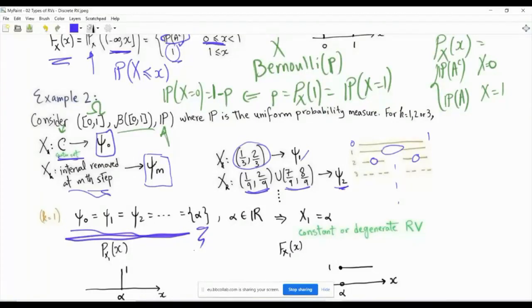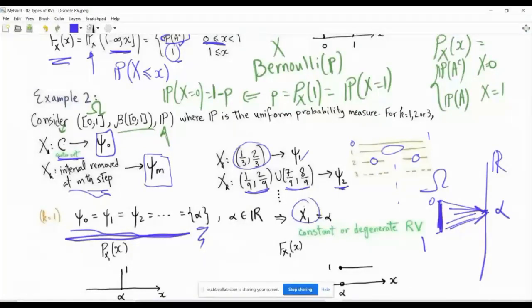Okay, what does this mean? It means that every single number, whether it's in the Cantor set or in the complement of the Cantor set with respect to the closed interval [0, 1], will just be assigned to the real number alpha. Everything, from big omega, which in our case here is 0 to 1, you just choose this alpha on the real line, and you map everything to alpha. Okay, so this is our function X1, of alpha.